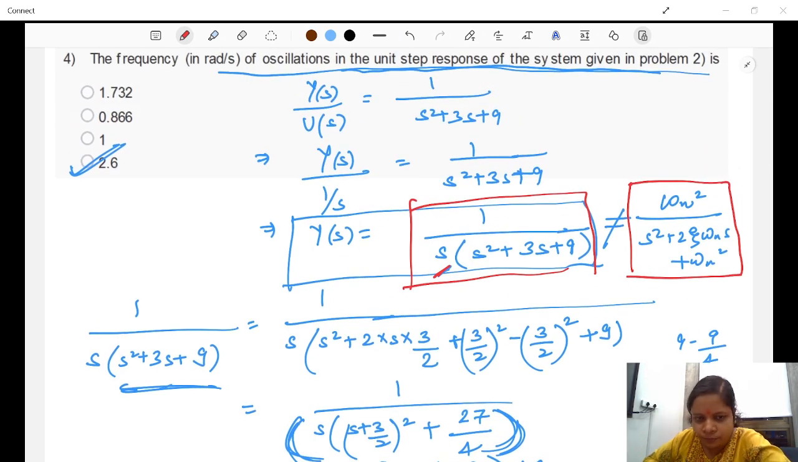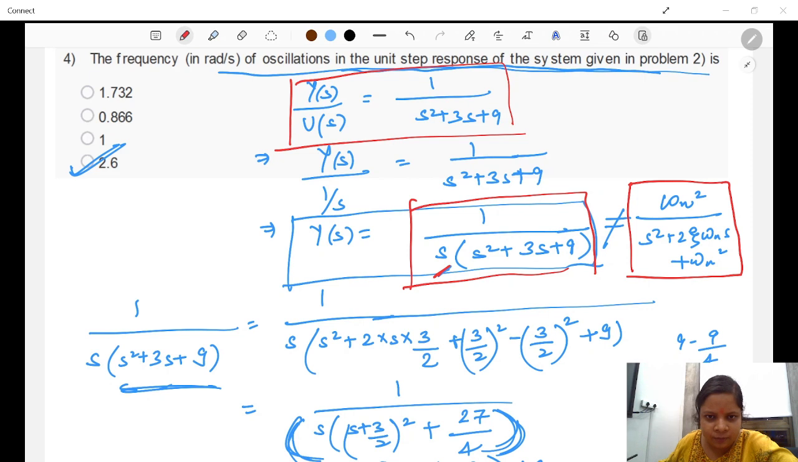Yeah, continue. So you want to say that if we just had this Y(s) upon s, then it was happening, right? You got omega n is equal to 3. Yes, and the transfer function does not depend on the type of input of the system.